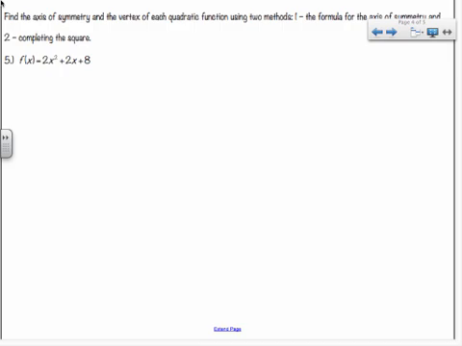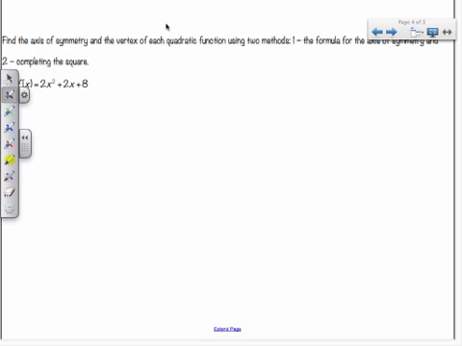All right, lastly, this question asks us to find the axis of symmetry and vertex of each quadratic function using 2 methods. 1, the formula for the axis of symmetry, and 2, completing the square. All right, so the first method asks us to use the axis of symmetry, so I'm going to say x equals negative b over 2a.